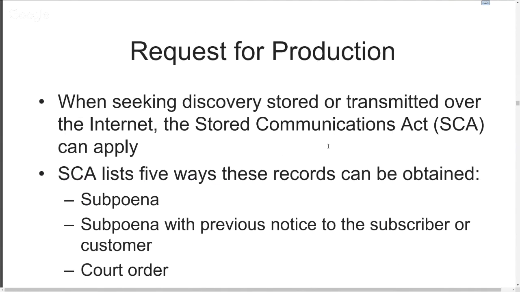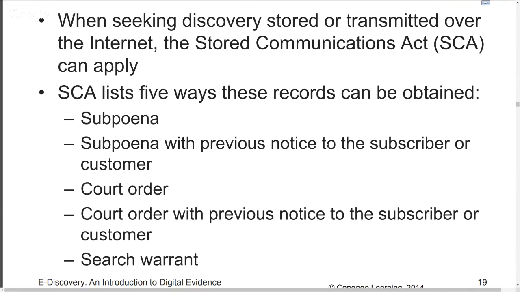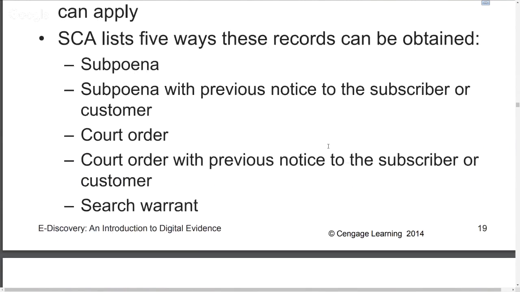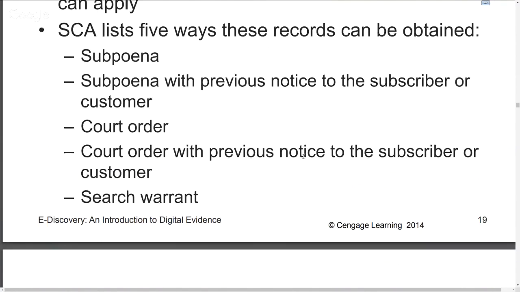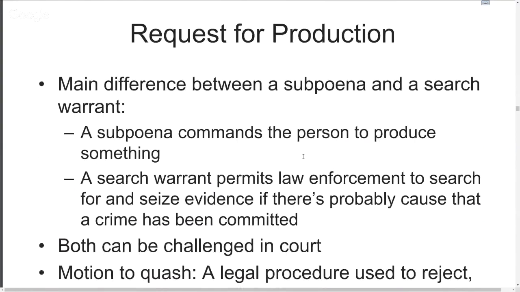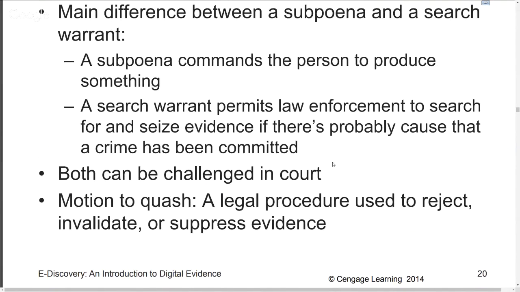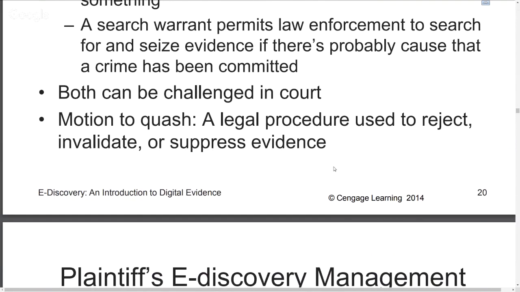When seeking discovery of data transmitted over the Internet, the Stored Communications Act, the SCA, can apply. The SCA lists five ways these records can be obtained, including a subpoena with previous notice to the subscriber or customer, a court order with previous notice to the subscriber or customer, and then finally, a search warrant. The main difference between a subpoena and a search warrant: a subpoena commands the person to produce it. A search warrant permits law enforcement to go in and seize it if there's probable cause that a crime has been committed. Both can be challenged in court, and the motion to quash is a legal procedure used to reject, invalidate, or suppress evidence.